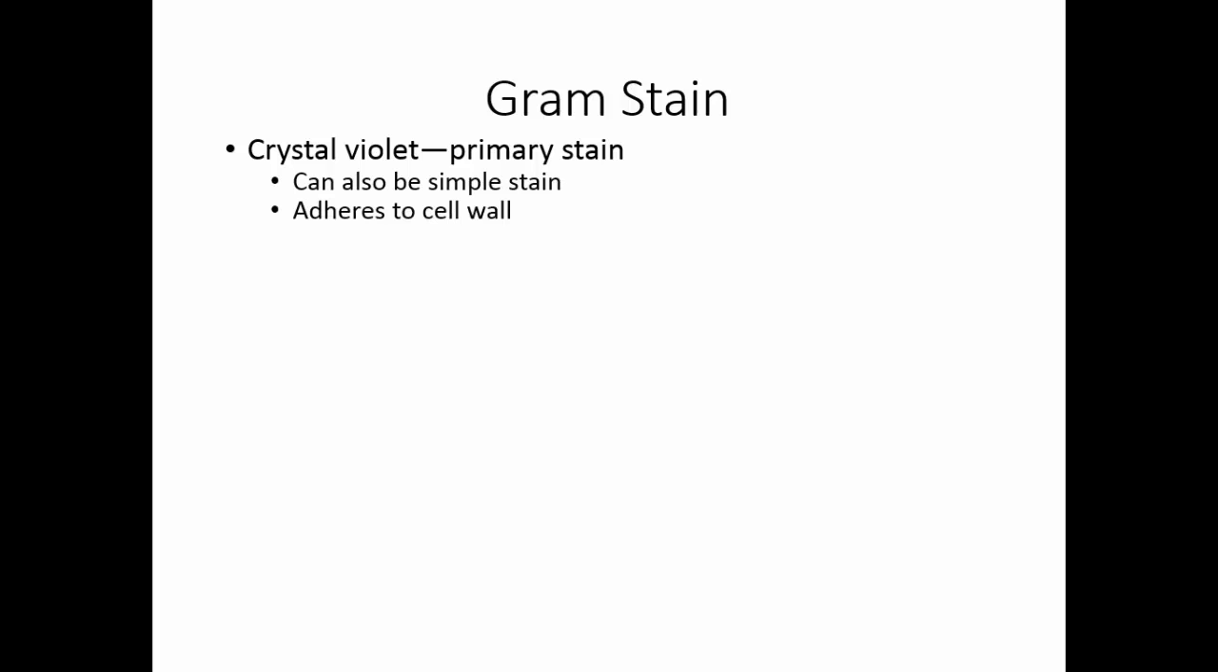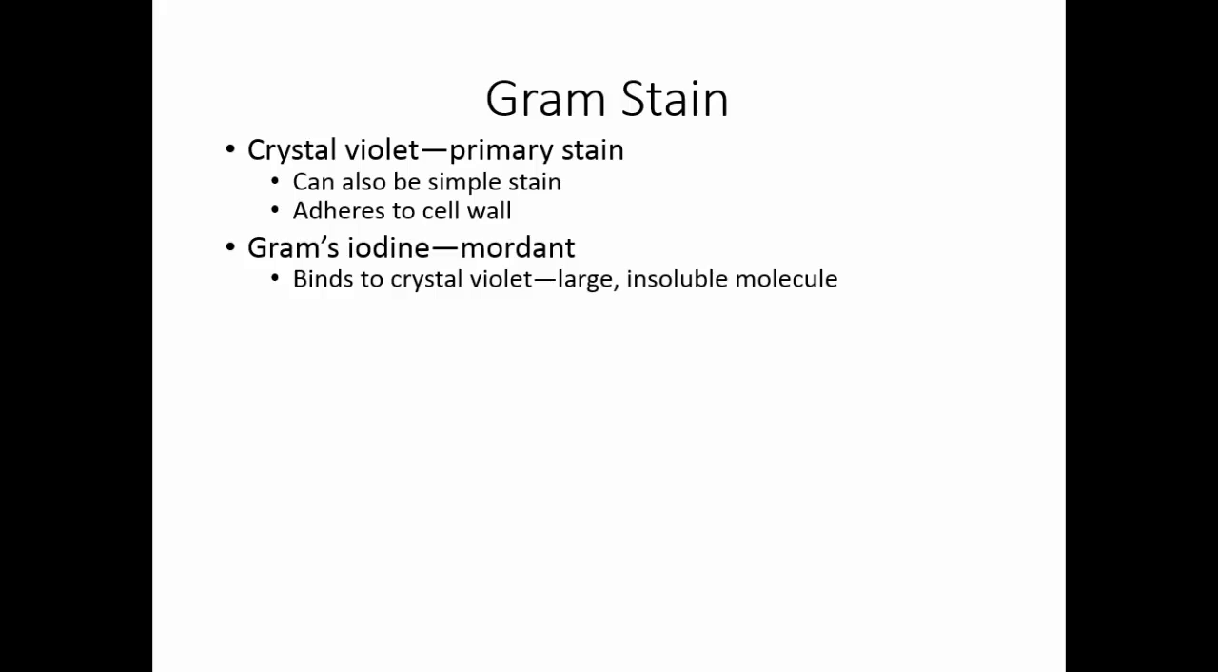The Gram stain is the most common of all the differential stains. You're going to start with crystal violet. Crystal violet is your primary stain. You are simply going to put that on the smear and let it sit for a minute. Now, you wash it off at this point. It could be a simple stain. All of the cells are going to be purple in color. This simply adheres to the cell wall. Next, you add Gram's iodine. We say Gram's iodine is the mordant. Gram's iodine binds to the crystal violet and forms a large insoluble molecule that's very difficult to wash out of the cell. Again, if you stopped at this stage, you would still see all purple cells.